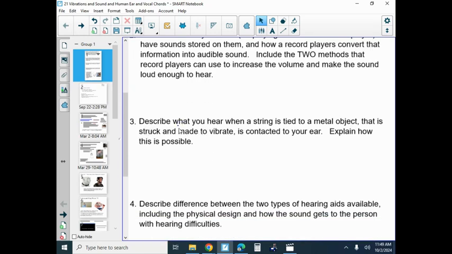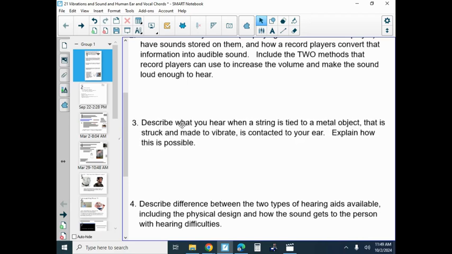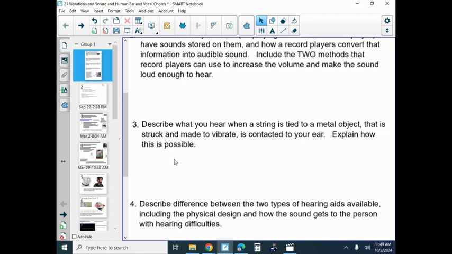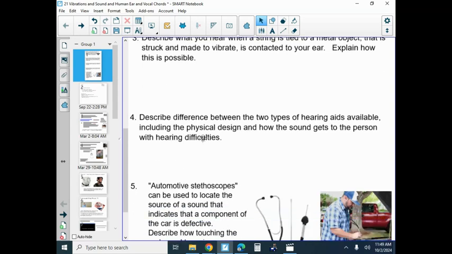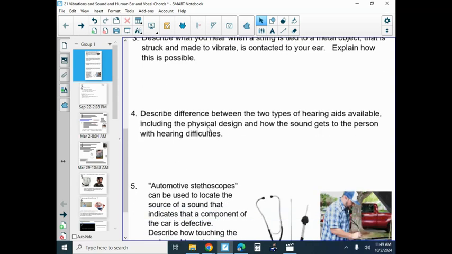This is big here. When you do the activity at home, find some string and a metal object of some sort, vibrate it, and push it to your ear. Describe how you hear this and explain how it's possible. Describe the vibrations transferring through the string to your ear. The hearing aids I mentioned briefly in class and in the video, but you can have the physical vibration directly transfer to the inside of the brain.